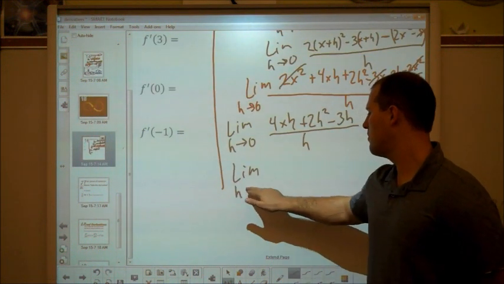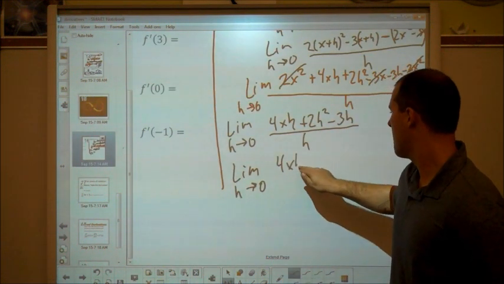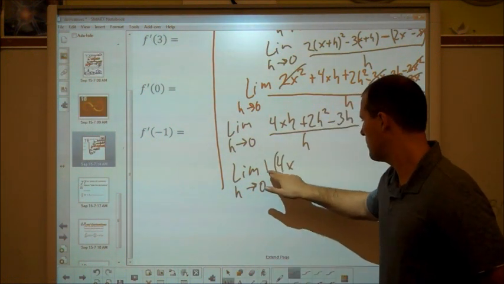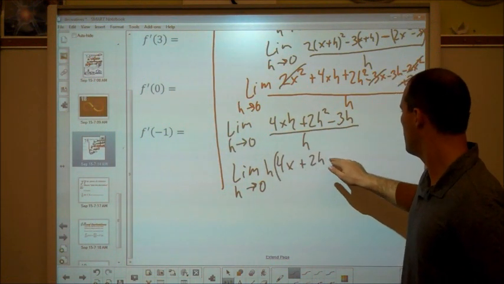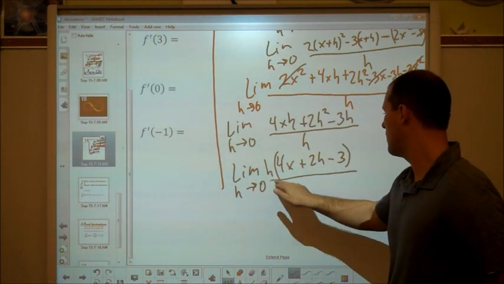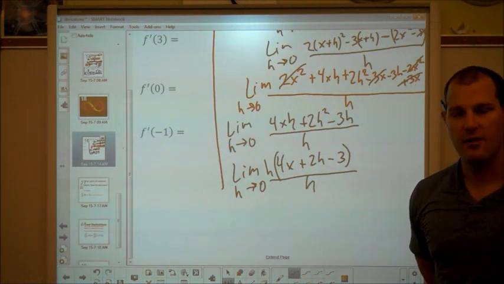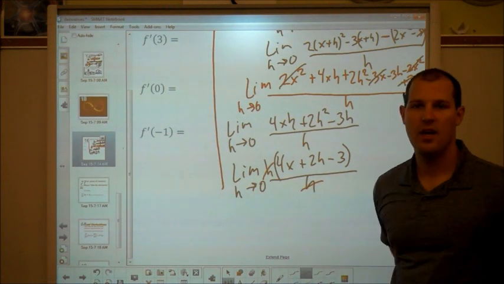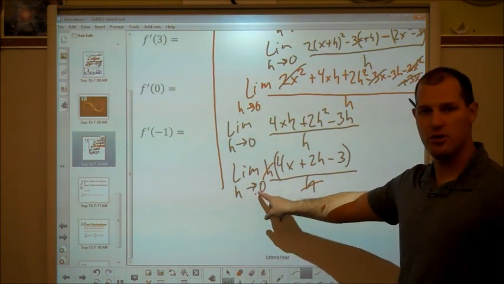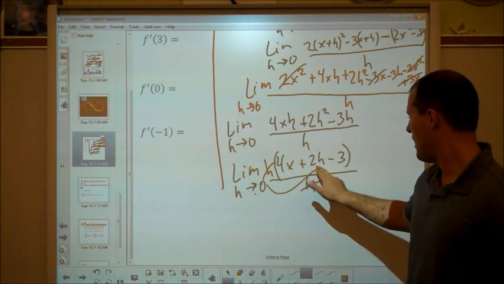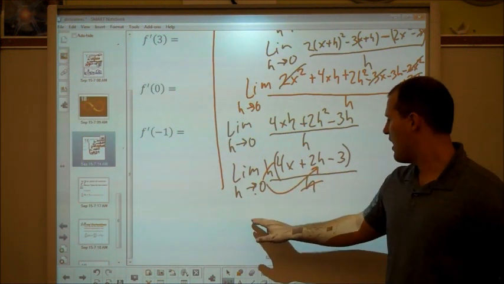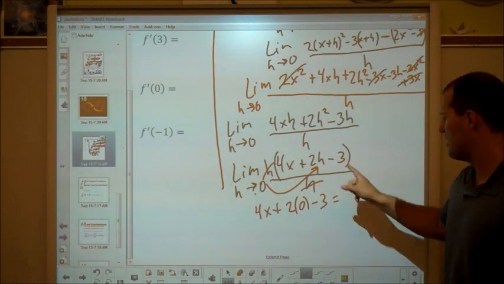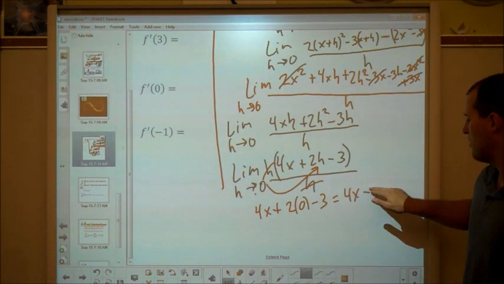So let's do that. The reason we like to factor it out is because that's going to allow us to cancel out the factored out h with the h in the denominator. And that removes the issue of division by 0. And now we can plug in that 0. And so what I get is 4x plus 2 times 0 minus 3, and that simplifies down to 4x minus 3.